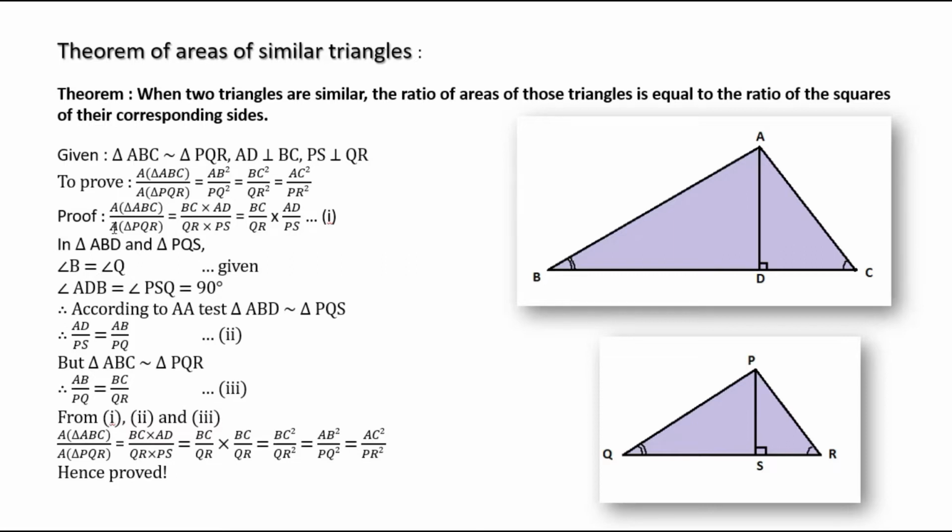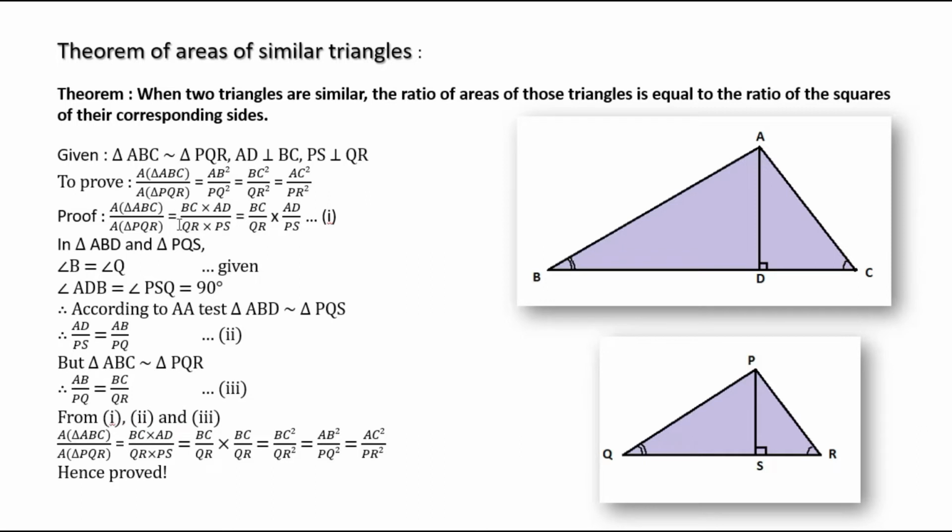Area of triangle ABC upon area of triangle PQR. Now, by simply looking at this figure, AD is perpendicular to BC. That you can write from the diagram, which is also given. So AD and BC are perpendicular. PS and QR are perpendicular in the other triangle. So we can take AD as a height and BC as a base. Similarly, PS as a height, QR as a base. So BC into AD upon QR into PS. This is what this step is.